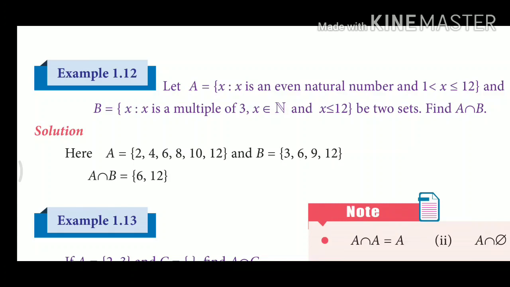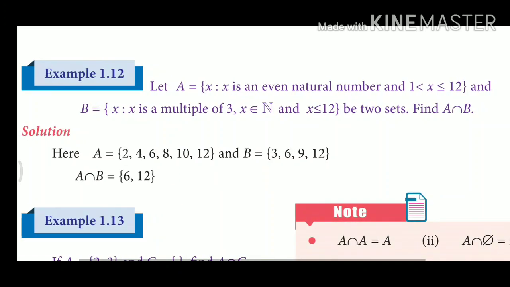Next example is A is equal to the set of X such that X is an even natural number and X lies between 1 and 12, and B is the set of X such that X is a multiple of 3 and X belongs to N and X is less than or equal to 12. Find A intersection B.